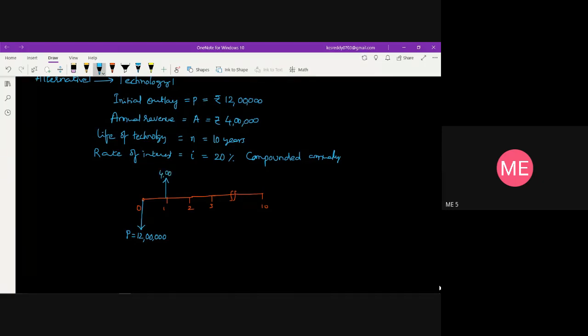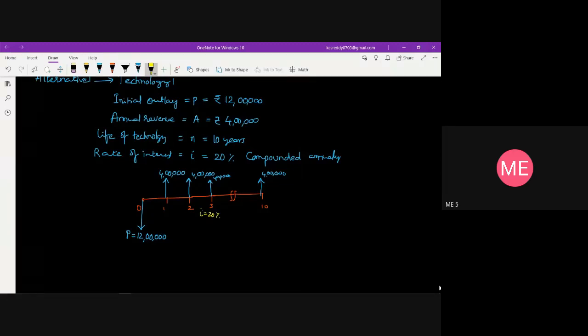And every year there is an annuity amount of 4 lakhs, a cash inflow at the end of every year. We have 4 lakhs as income, and at the end of the 10th year also we have 4 lakhs. So this is the cash flow diagram for the given problem at i equal to 20%.